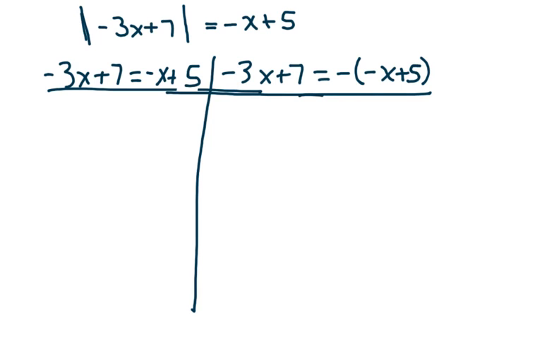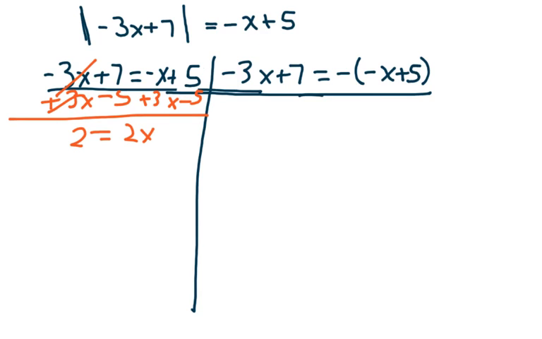So we're going to solve for x. I'm going to do 2 steps at once. I'm going to add 3x to both sides. I'm also going to subtract 5 from both sides, just to save room. So this will cancel, and you get 2 equals 2x, and this part cancels. So x equals 1.